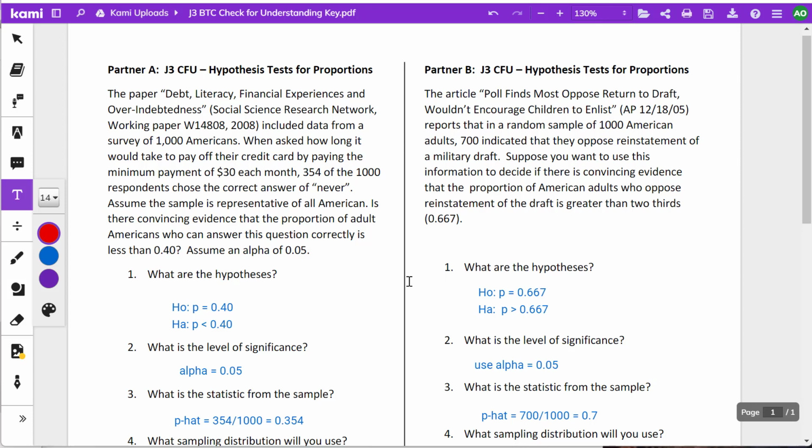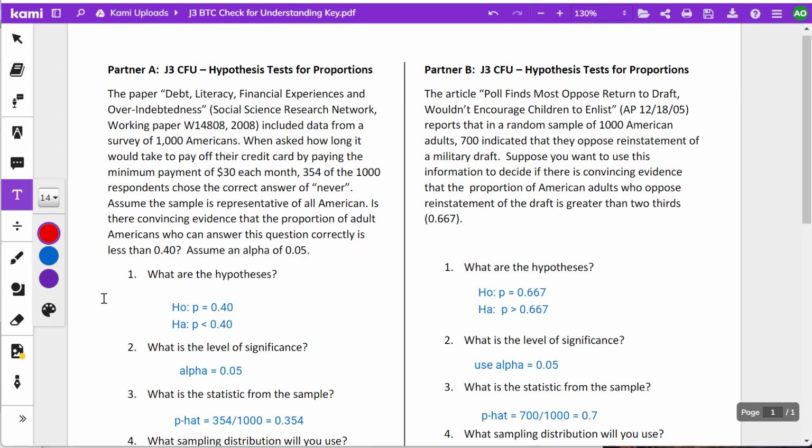Okay, and here are the problems that we did on the boards, hopefully. First problem, partner A. The paper "Debt Literacy, Financial Experiences, and Over-Indebtedness" included data from a survey of 1,000 Americans. When asked how long it would take to pay off their credit card by paying the minimum payment of $30 each month, 354 of the 1,000 respondents chose the correct answer of never.